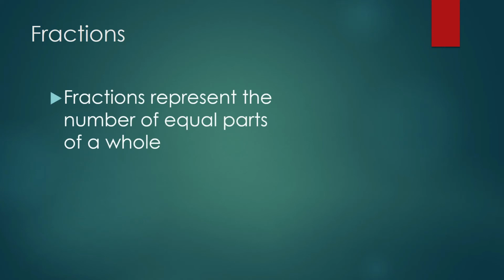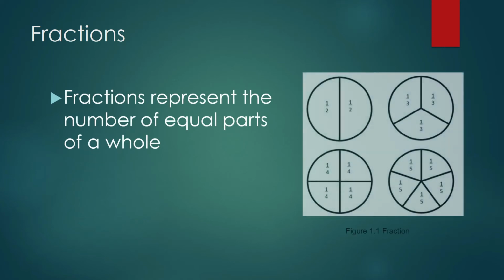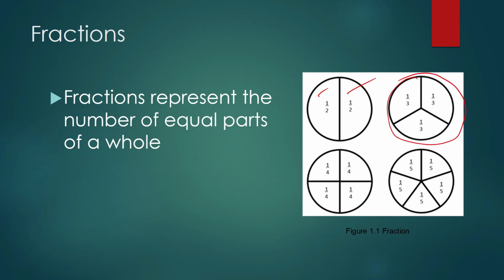Fractions represent the number of equal parts of a whole. So given one piece, such as this, when you divide it into two equal parts, one piece is 1/2. When you are given a whole such as this, when you divide it into three equal parts, one piece is 1/3. Two pieces is 2/3. When you break one piece into 4 equal parts, one piece is 1/4, but 3 pieces is 3/4.